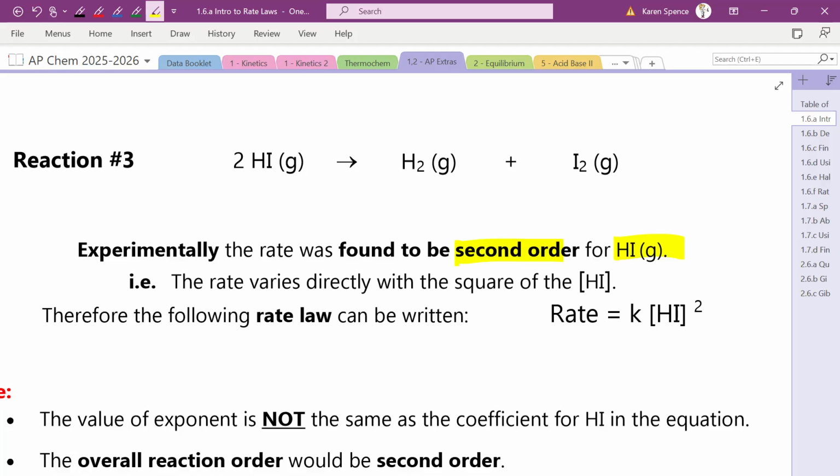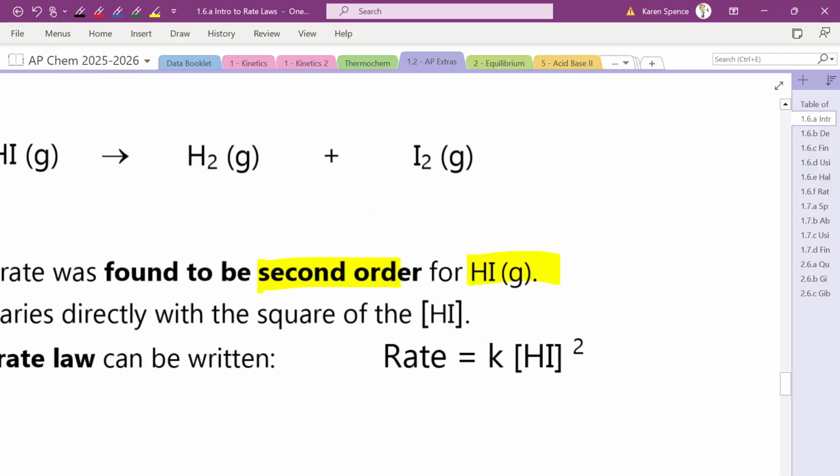So if we double the concentration of HI, the rate will go by times 4. If we triple it, it'll go times 9. If we quadruple it, it'll go times 16. Okay? And our rate law then is just rate is equal to a constant times HI squared. There's our rate law.